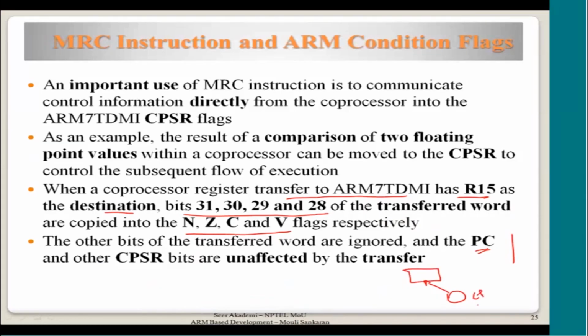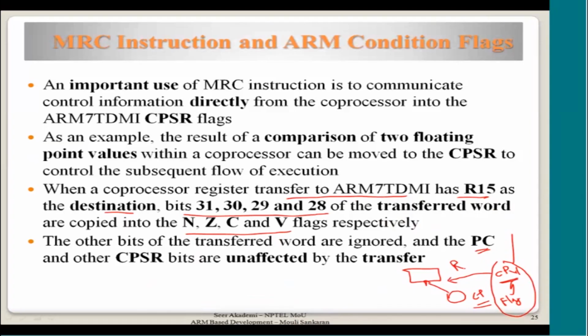A coprocessor will have some set of instructions inside, so you have to execute them and then bring the flags of the coprocessor maybe into one of the registers of the coprocessor. Similar to MSR, there may be some instructions, so you have to execute that instruction to bring that into one of the coprocessor registers and then transfer that to R15 of the ARM.